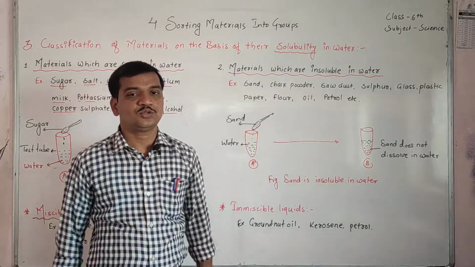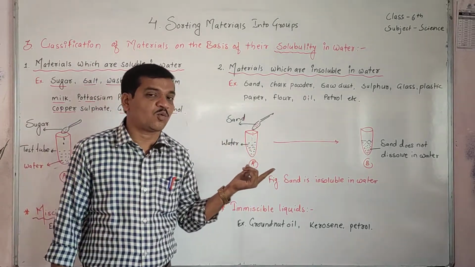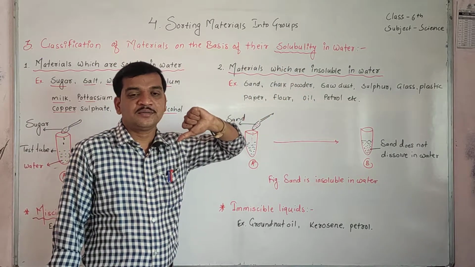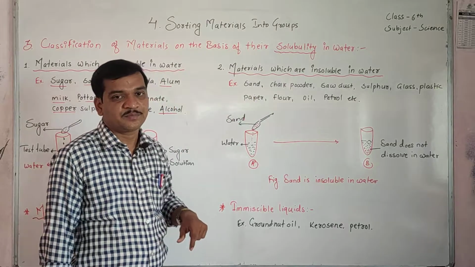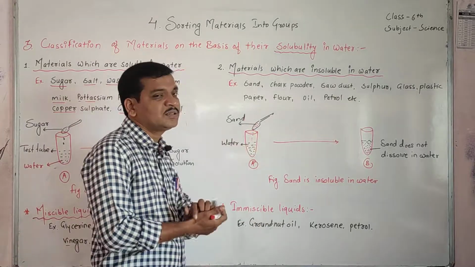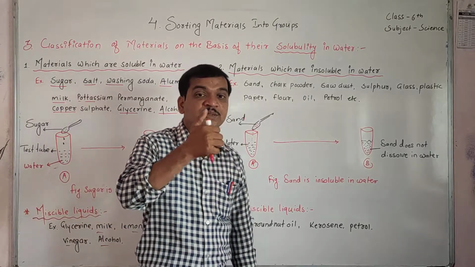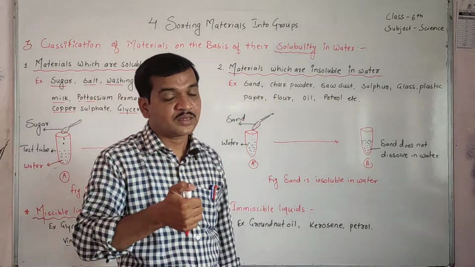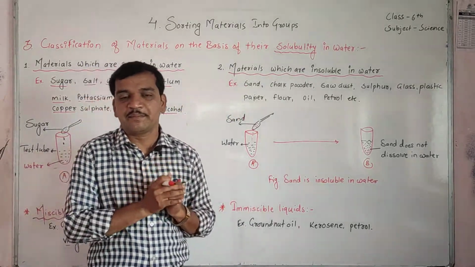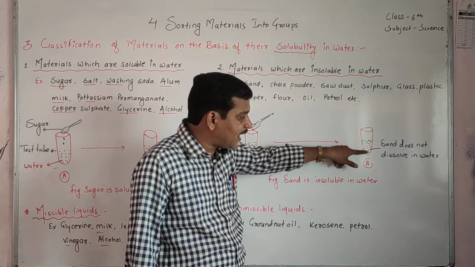Now let us see how to check this. In the same way, take a test tube and pour half a test tube of water. Now select one example from the insoluble materials. We'll take sand particles: put one spoon of sand in it, close the mouth of the test tube with your thumb, shake it and keep it aside for some time. After some time, you can see that the sand particles settle at the bottom.